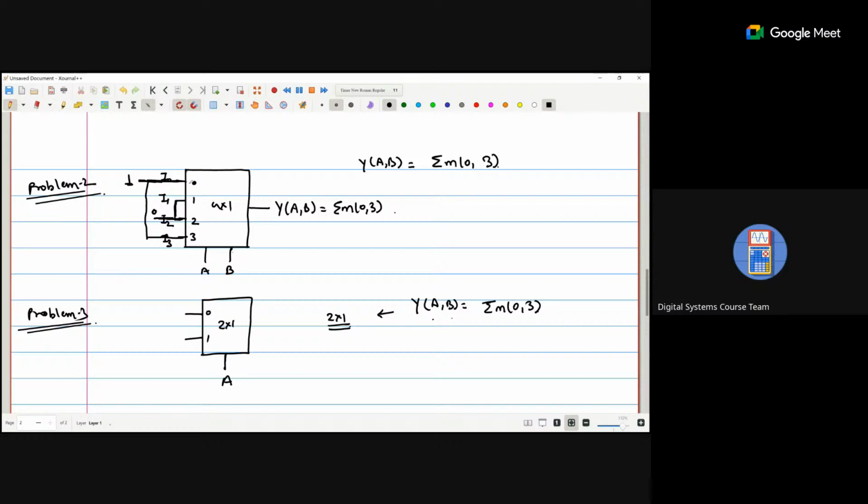So how do we do that? B as an input, A as a select line. So the value of A is 0 and 1, and the value of B is 0 and 1. So it is 0 0, which is a defined term, so here we mark it as 1. For 0 1, that is not defined.